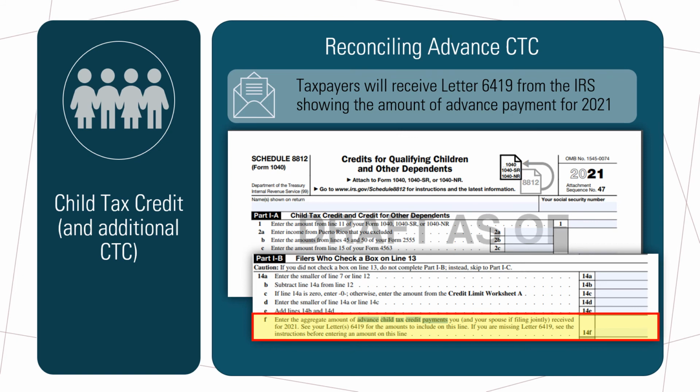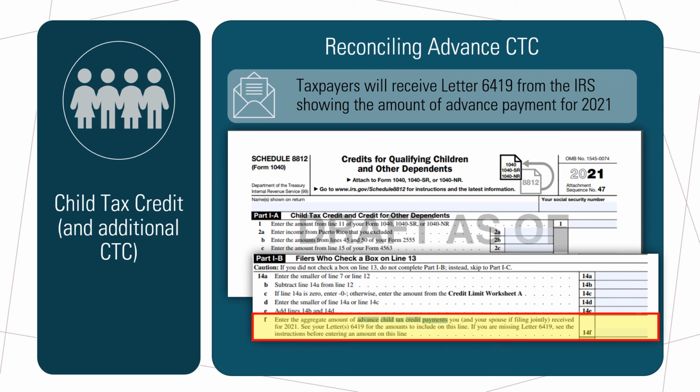If you look at the Schedule 8812, which is for credits for qualifying children and other dependents, it's grown quite long now. It's 4 pages, and there's a line on there that says enter the aggregate amount of the advance tax credit payments, and then of course it takes you through an algorithm that figures out whether this taxpayer received the right amount. Again, TaxSlayer is going to do the heavy lifting on these calculations for us.